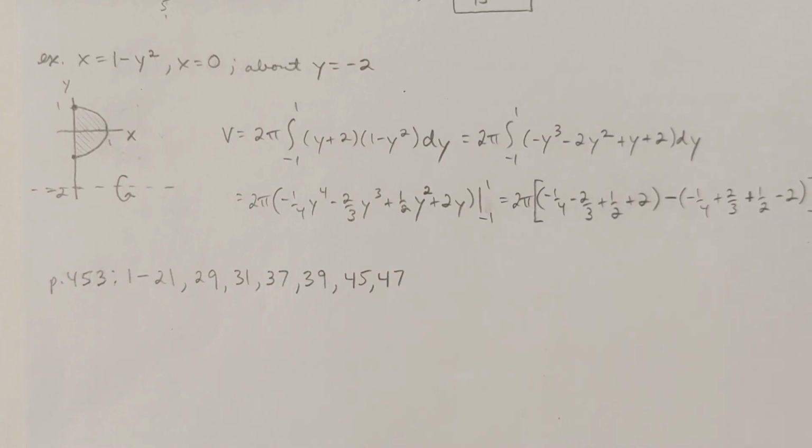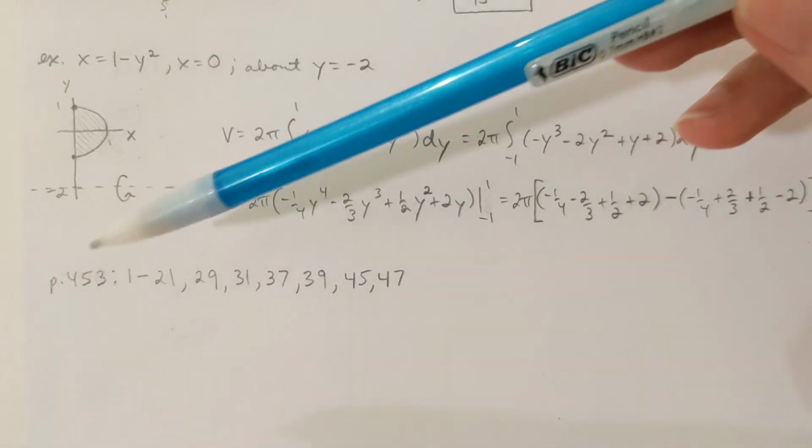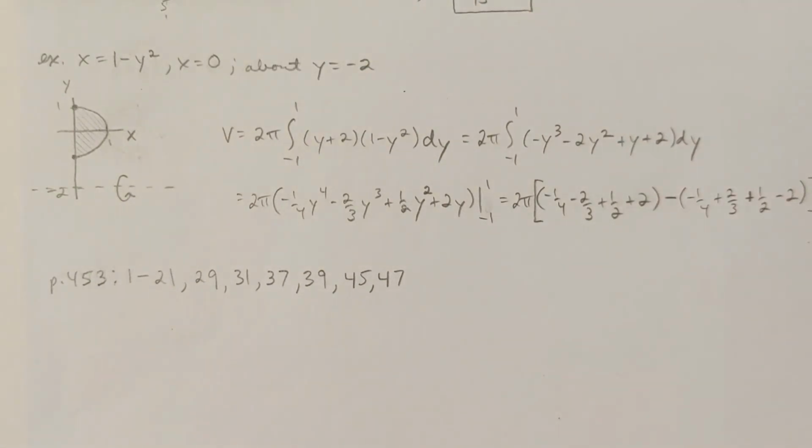We'll look at one more section, and that'll be the last one that we do for the course, section 6.4. In section 6.3, the homework is on page 453. Be sure to look at the odd numbered problems listed there.